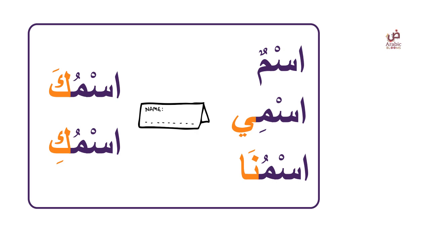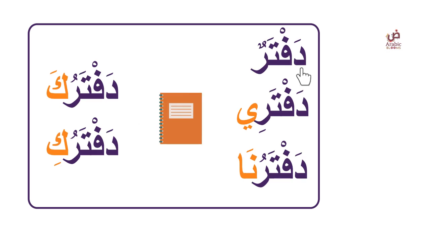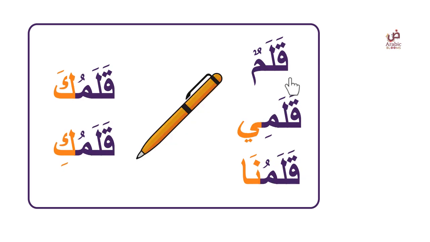Now let's do this with all the words that we learned before. دفتر, notebook. دفتري, my notebook. دفترنا, our. دفترك, your masculine. دفترك, your feminine. قلم with تنوين. قلمي, with كسرة before ياء. قلمنا, قلمك, قلمك.